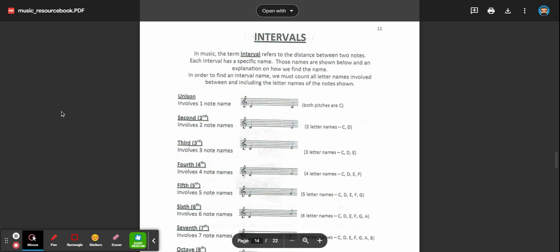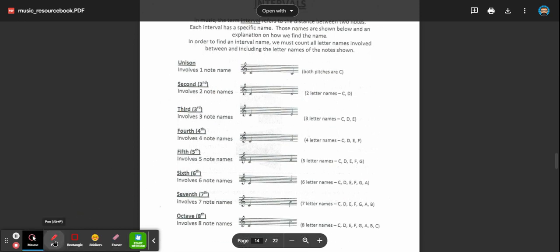Now, in this video, we're going to cover intervals. In music, the term interval refers to the distance between two notes. Each interval has a specific name. Those names are shown below, along with an explanation of how we find the name. In order to find an interval name, we must count all letter names involved between and including the letter names of the notes shown. So let's go over what we're seeing on this page here.